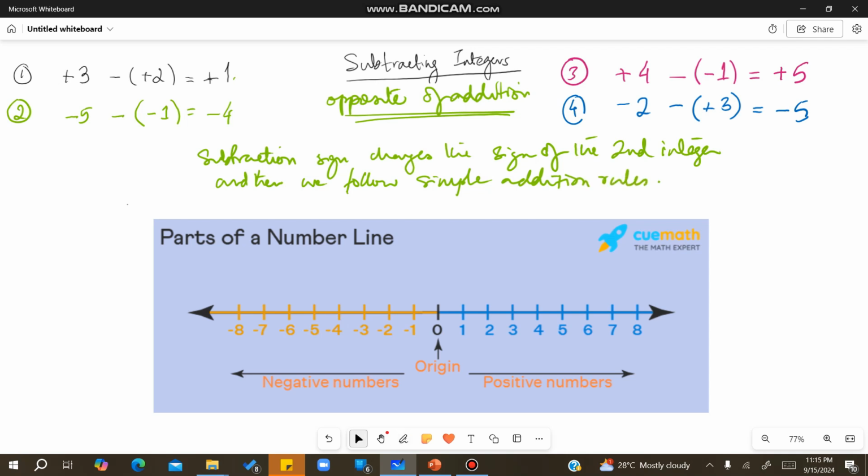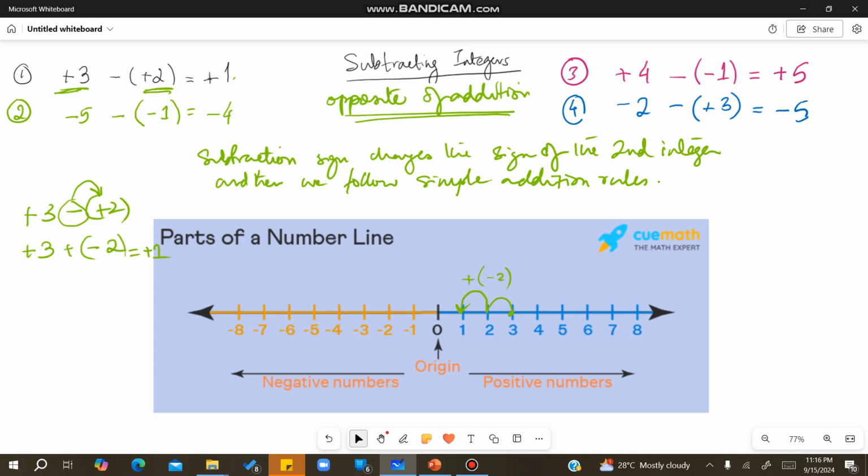Let's look at the first example. In the first example, we are doing positive 3 subtract positive 2, and we get a positive 1. So let's see. According to this rule, positive 3 subtract a positive 2, the subtraction sign will change this integer and it will become positive 3 minus 2, and these are simply being added together. So follow your simple addition steps. You are at positive 3 and you are going to add a negative 2. That means jump 2 steps towards the negative side and you have landed at positive 1.